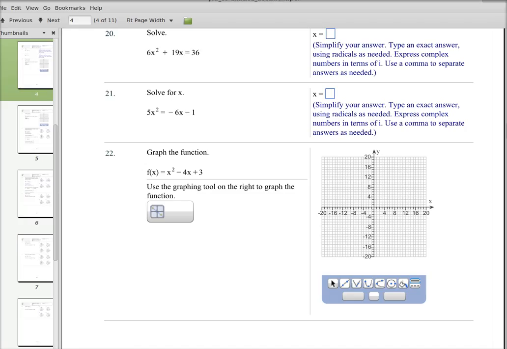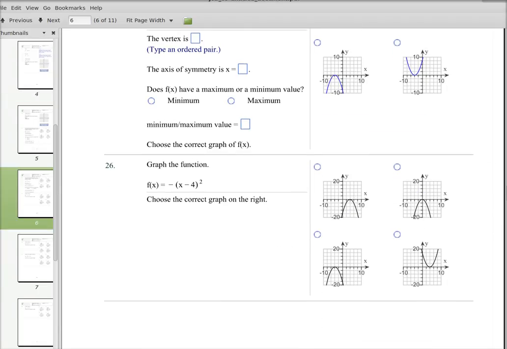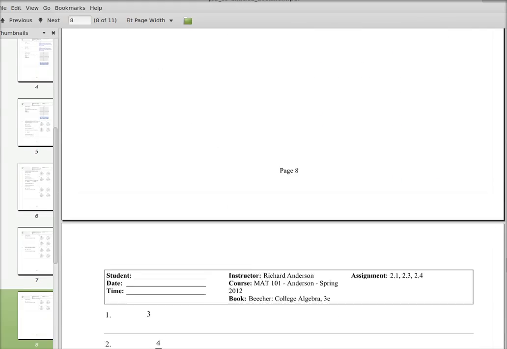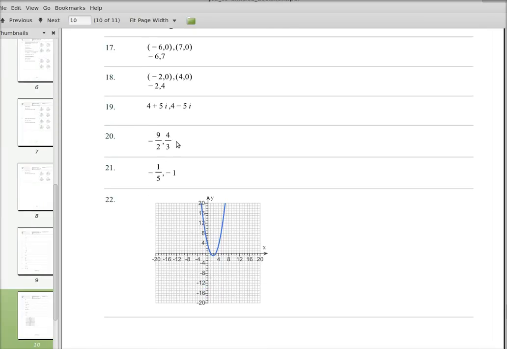If we go over here to our answer key, I'll make sure we got the answers right on that. That was number 20, I believe. Yeah, negative 9/2 and 4/3. Very good. And I'll go ahead and do number 19 here with the complex numbers in the next screencast.